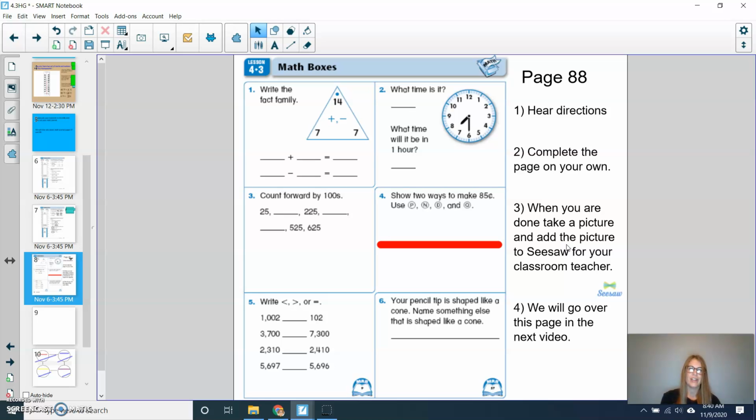So for question number 1, write the fact family for 14, 7, and 7. For question number 2, what time is it, and what time will it be in 1 hour? For question 3, count forward by 100. For question 4, show 2 different ways to make 85 cents. For question 5, use less than, greater than, or equal to. And for question 6, your pencil tip is shaped like a cone. Name something else that is shaped like a cone.